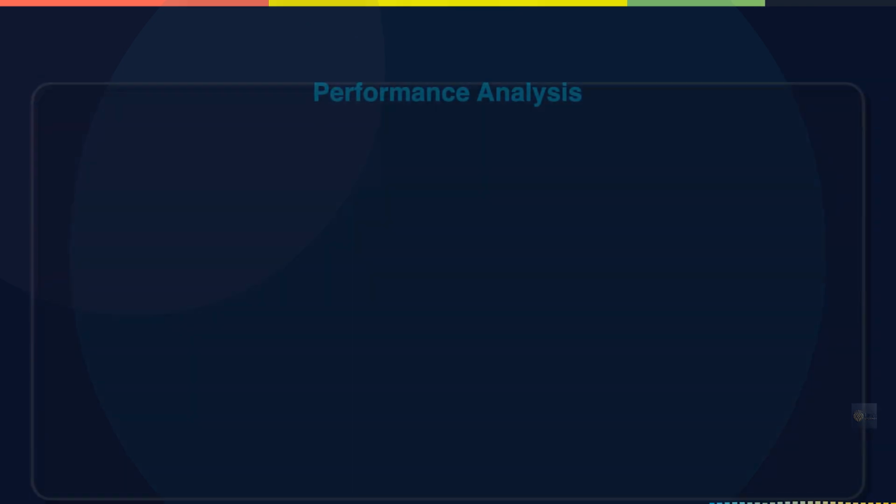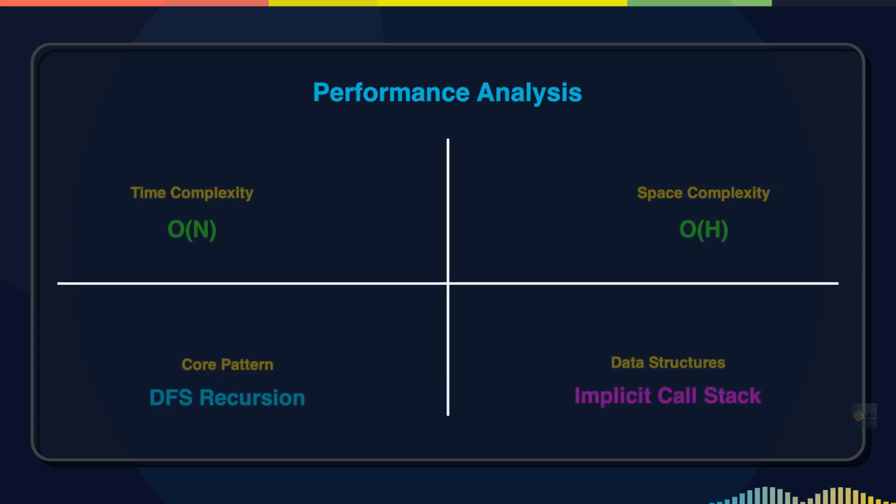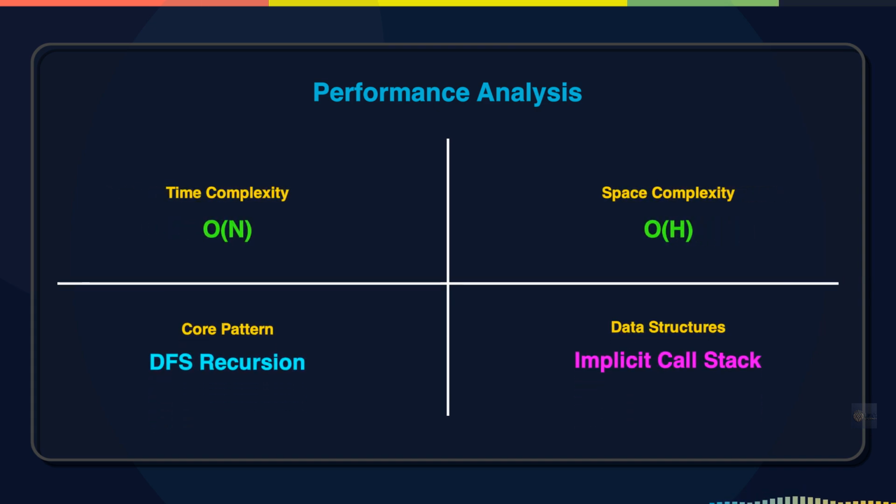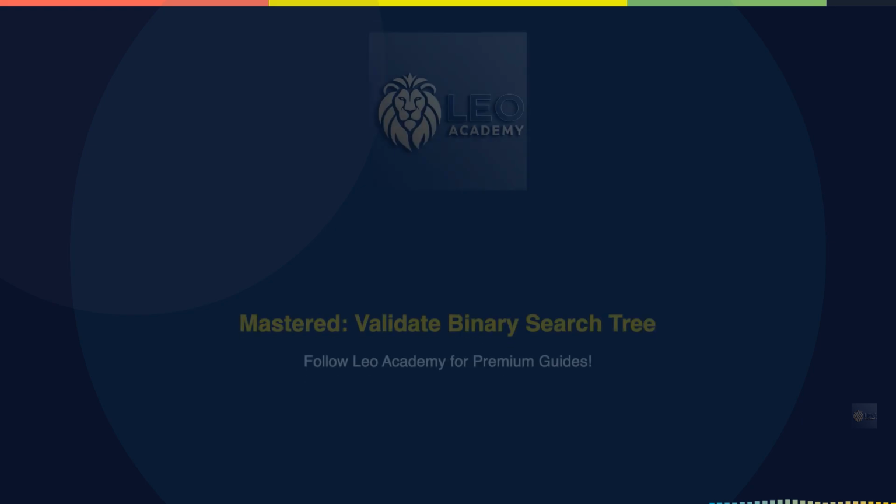Looking at the complexity. The time complexity is O of n, because we visit every single node exactly once. The space complexity is O of h, where h is the height of the tree. In the worst case of a skewed tree, this becomes O of n. In a balanced tree, it is O of log n. And that is validate binary search tree, mastered.